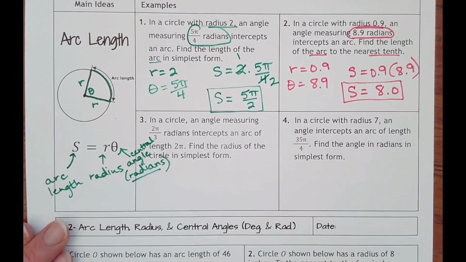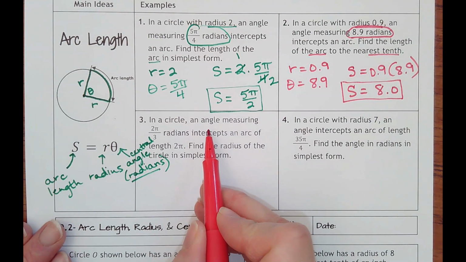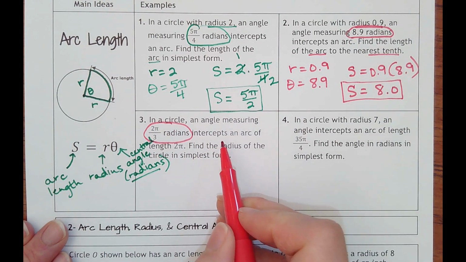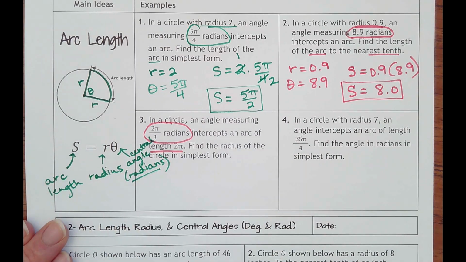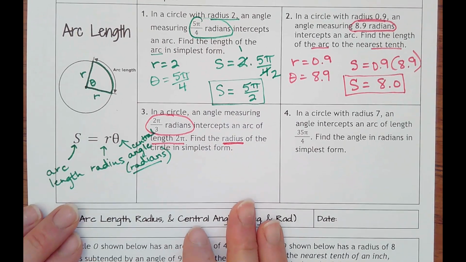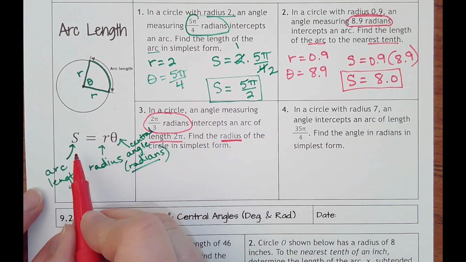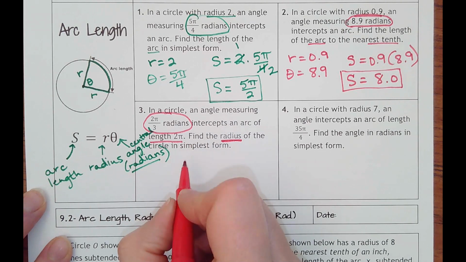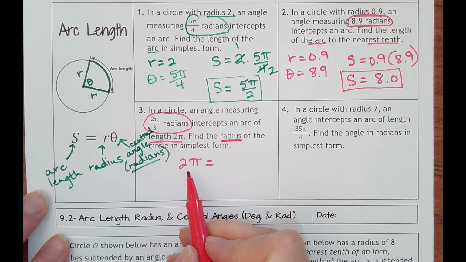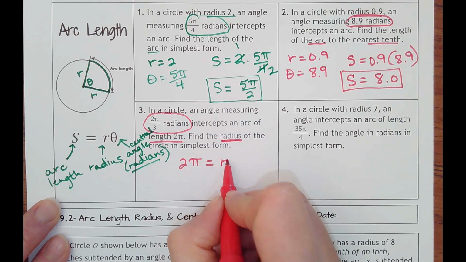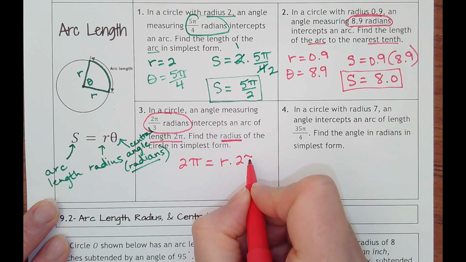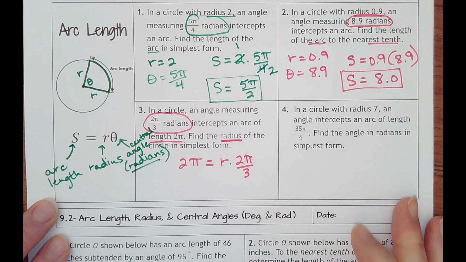All right, number 3, in our circle, we have an angle measuring 2 pi over 3 radians, so that's good to go. The arc length is 2 pi. We're finding the radius. So I'm still going to use this formula, but things are going to get plugged in different places. So my arc length they're actually giving me is 2 pi, and then I don't know my radius, I'm trying to find it, times my angle measure, 2 pi over 3.